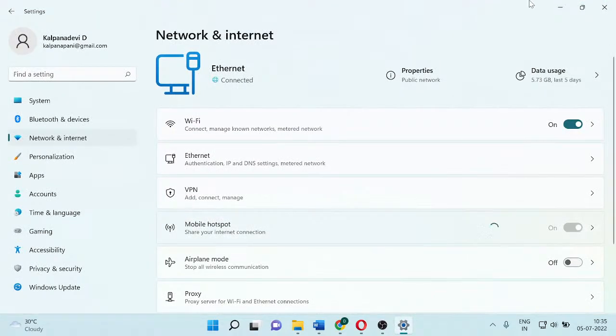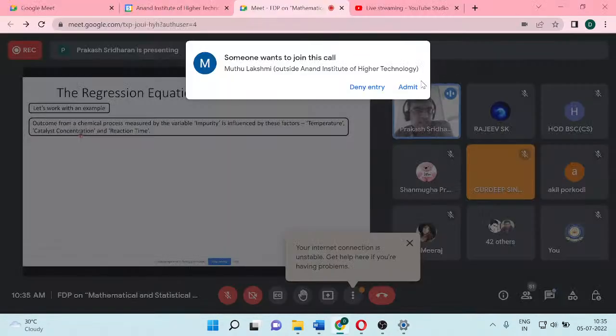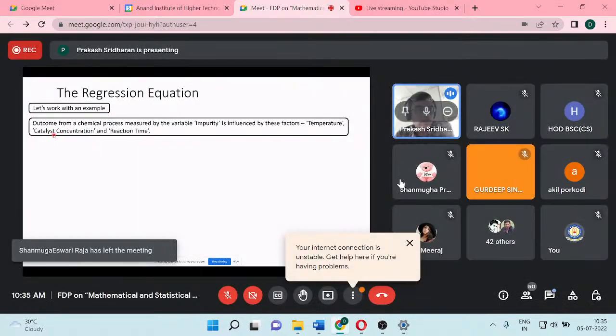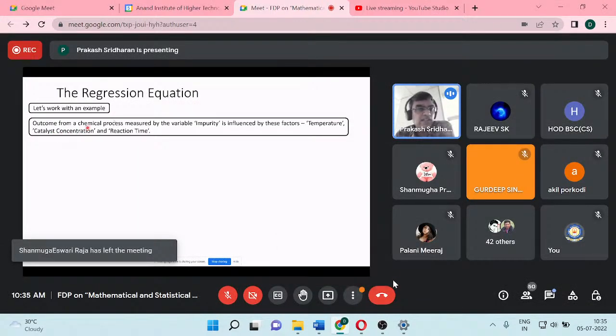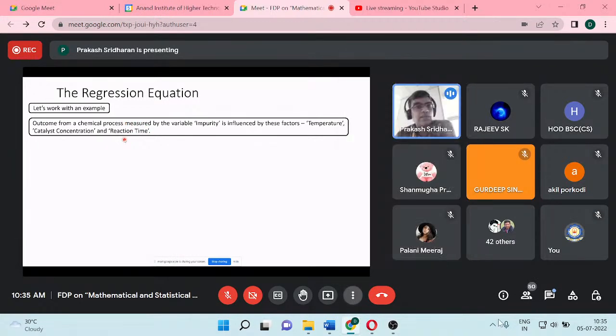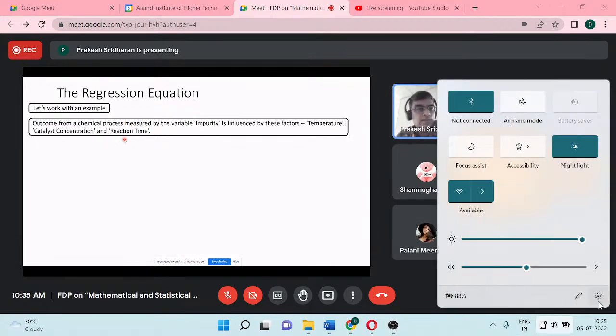What are all the variables that influence it? There is the temperature at which the chemical reaction is actually happening. There is a catalyst which actually facilitates the chemical reaction. What is the concentration of the catalyst? And then the time, how long are we actually doing the reaction? So these are the 3 parameters that are being used to predict or infer about impurity.